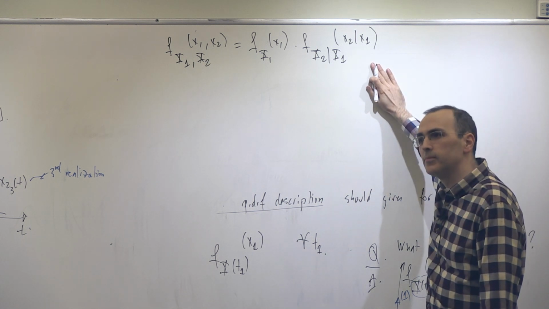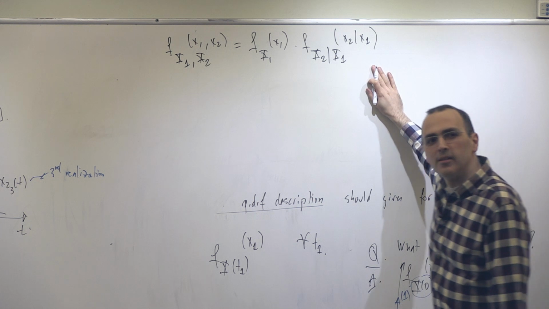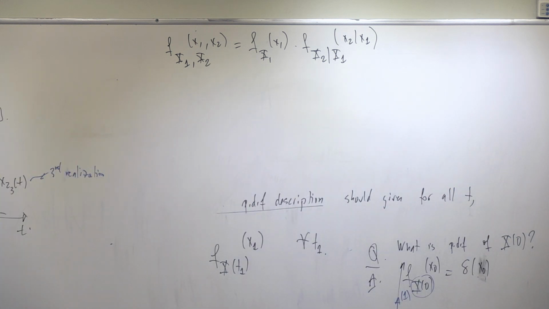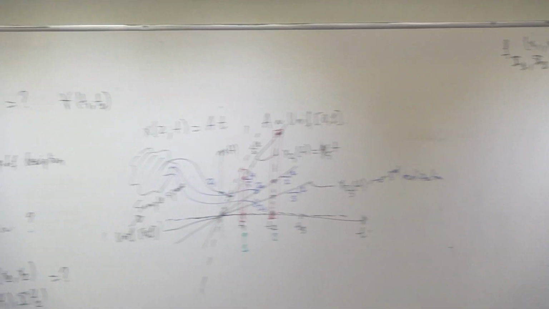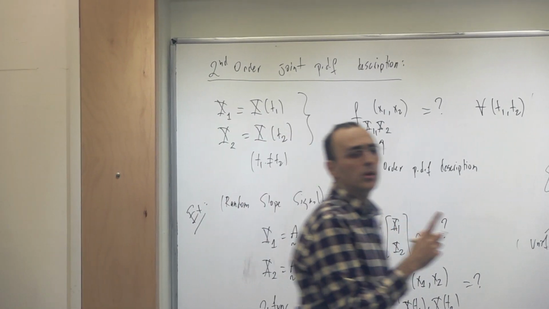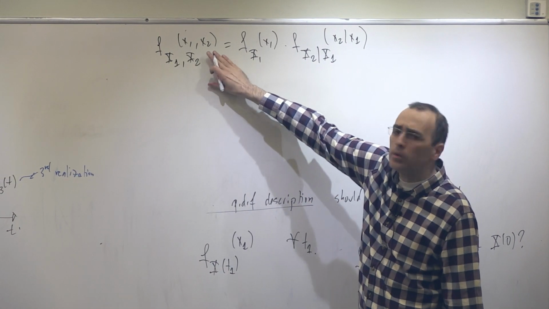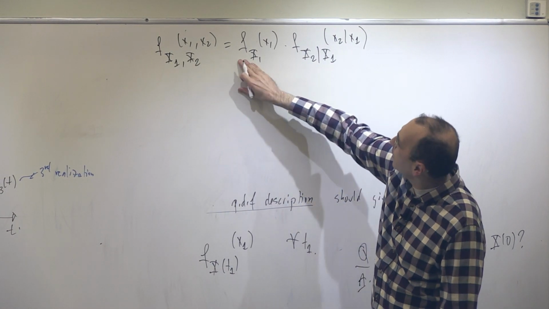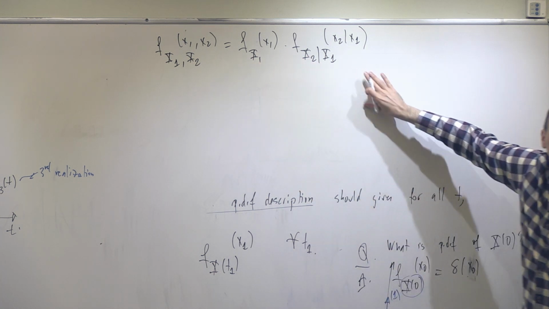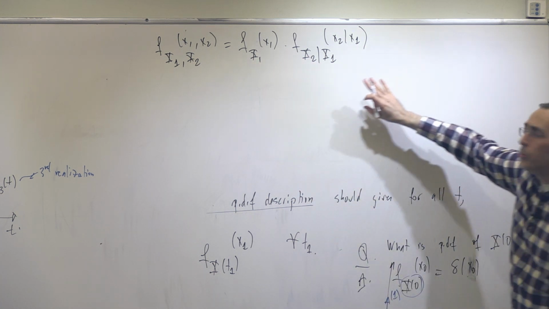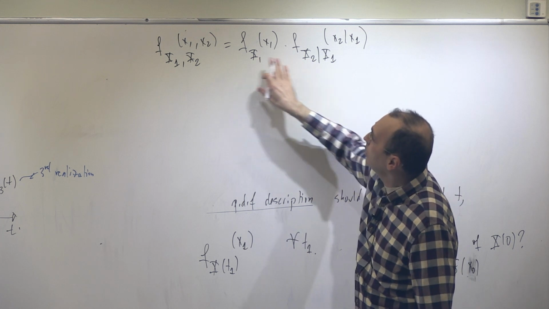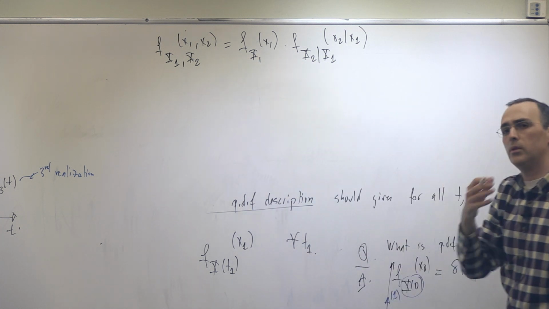Do you remember this? Maybe you have forgotten it. This is called conditional probability, right-hand side. And this is the factorization of this joint PDF in terms of the marginal PDF and the conditional PDF. You should know this terminology, marginal, conditional, joint, etc., because this is our language.